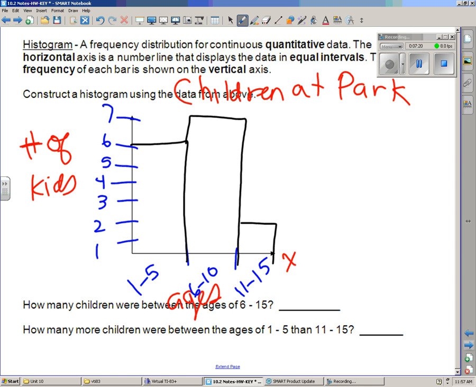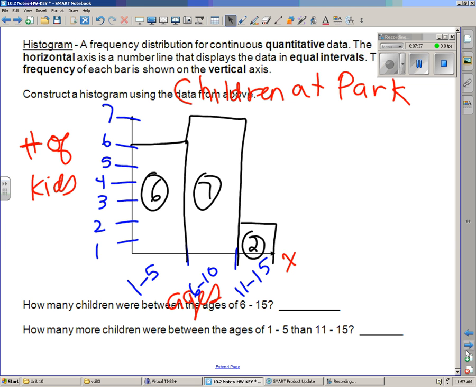Some people shade in their bars, some people don't. What I like to do is just kind of put the frequency inside those bars in case there's any confusion, or above them. But I know that in this bar there were 6 children, in this bar there were 7, and in this bar there were 2. So that's creating your histograms.